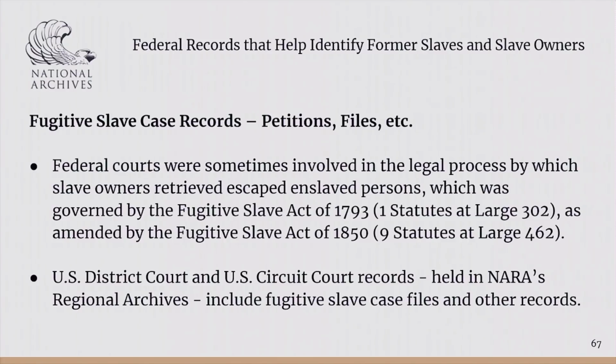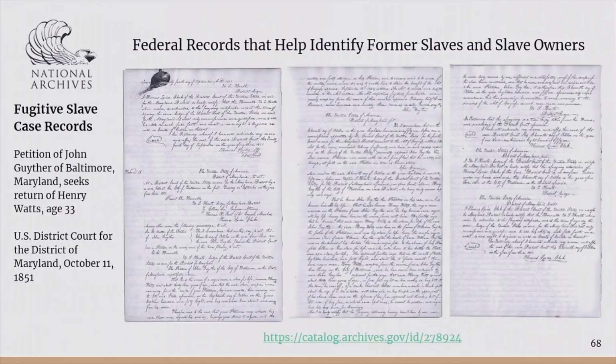Fugitive slave case records, petitions, files, and so forth are found in federal courts. The federal courts were sometimes involved in the legal process by which slave owners retrieved escaped enslaved persons, which was governed by the Fugitive Slave Act of 1793 as amended by the Fugitive Slave Act of 1850. And these records are in our regional archives, which hold district court and circuit court records.